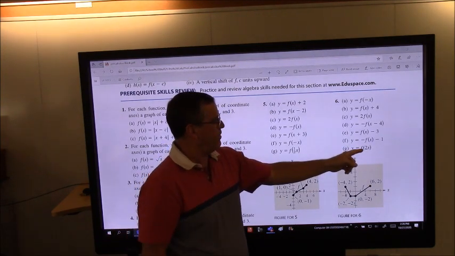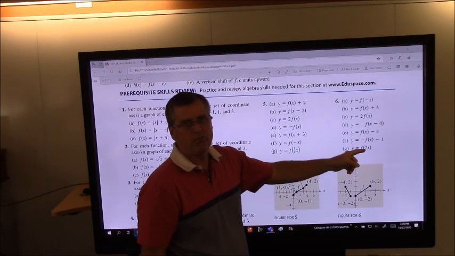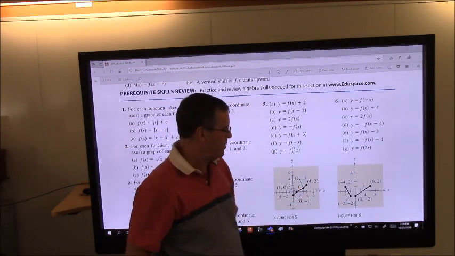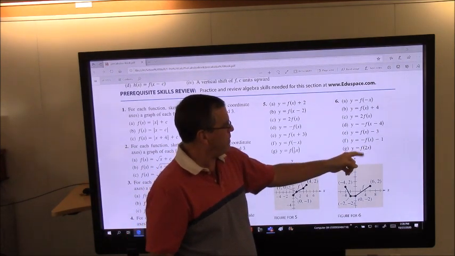This is the one that I was telling you, we can't really decide what to do here because we don't know what f of x is. We don't know what the function is. I don't know how to treat it. So I don't even want to assign that one.